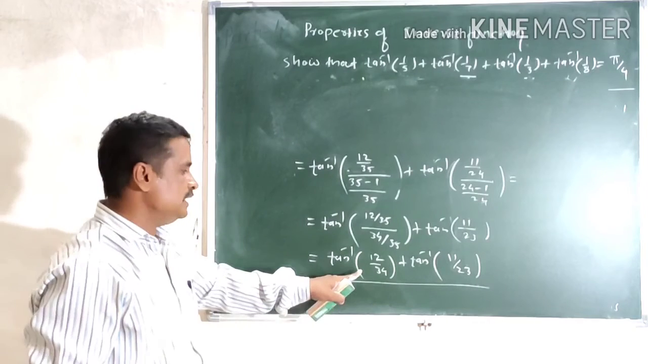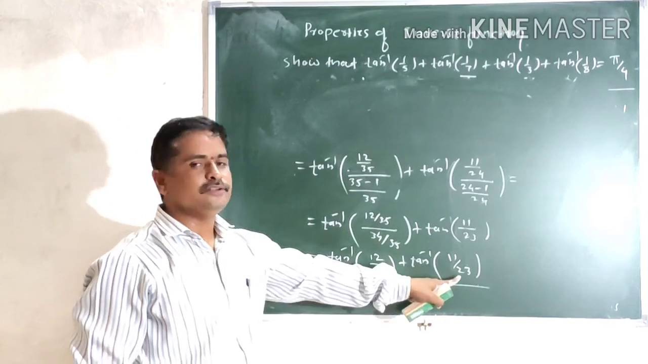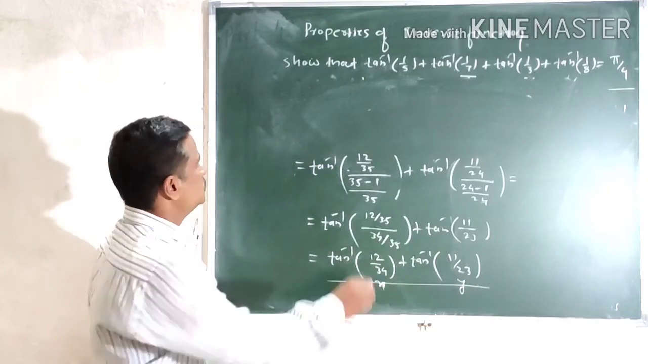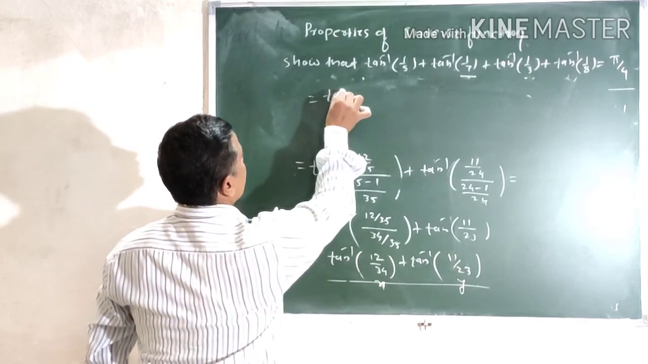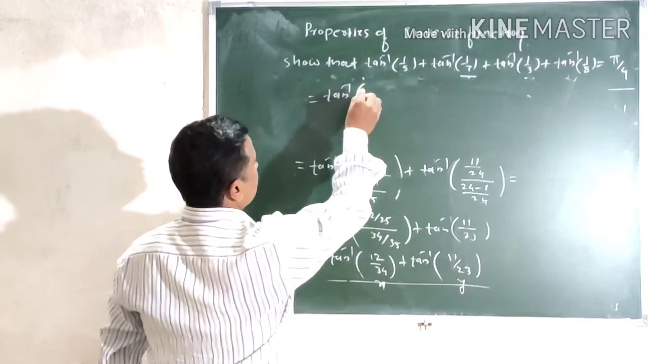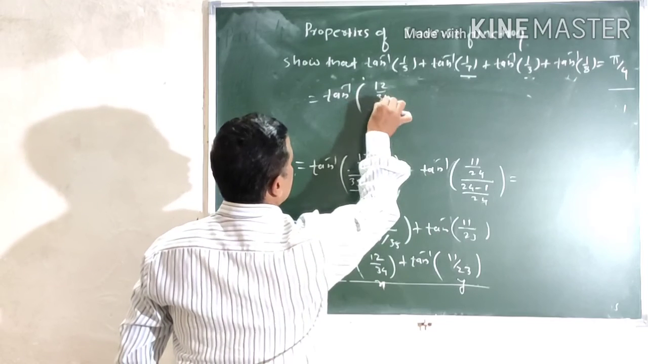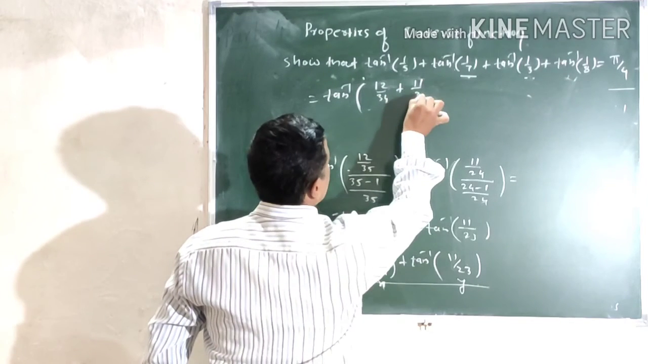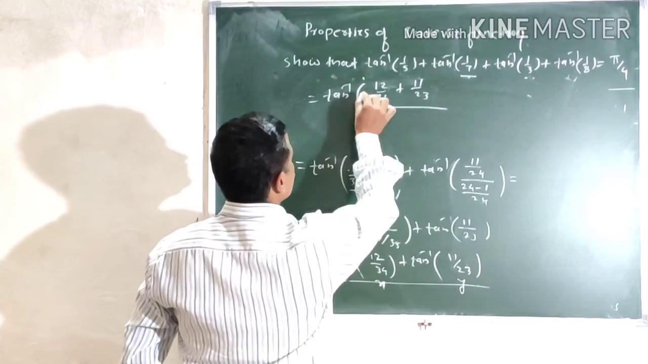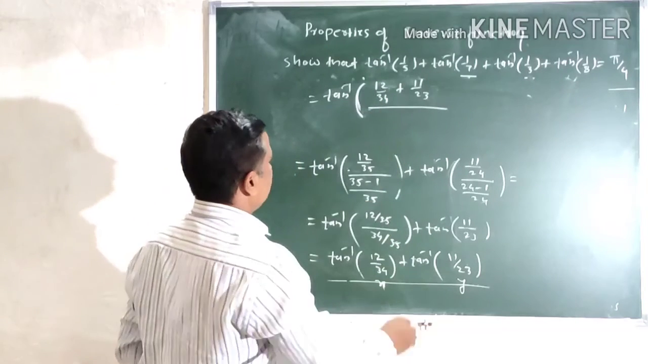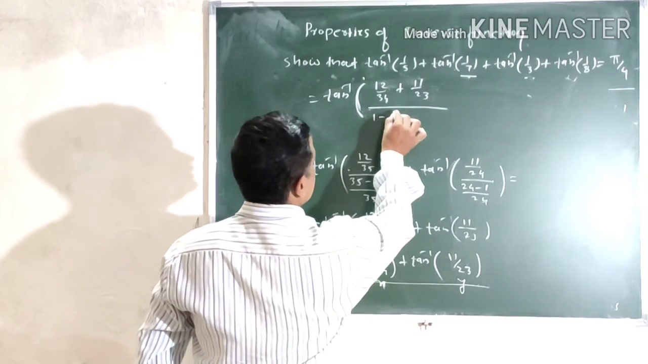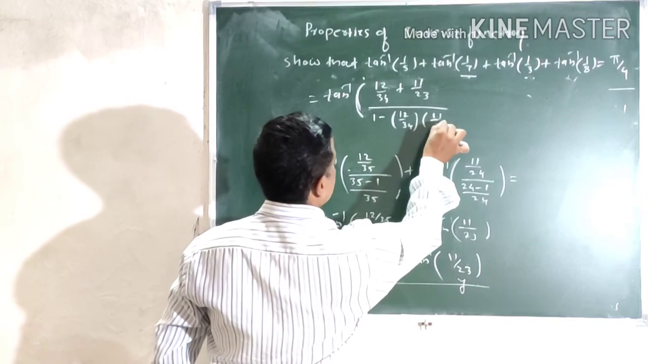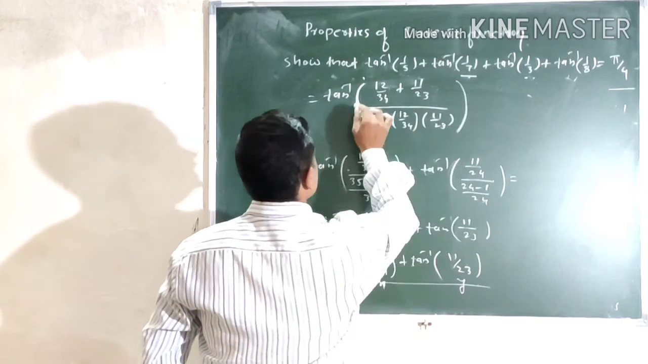Again use the property, that is tan inverse of x plus tan inverse of y. Consider 12 by 34 as x and 11 by 23 as y. So it is nothing but tan inverse of 12 by 34 plus 11 by 23 by 1 minus 12 by 34 into 11 by 23.